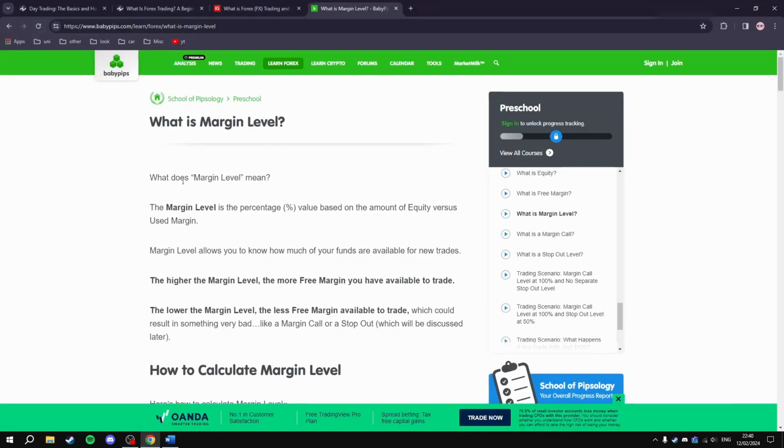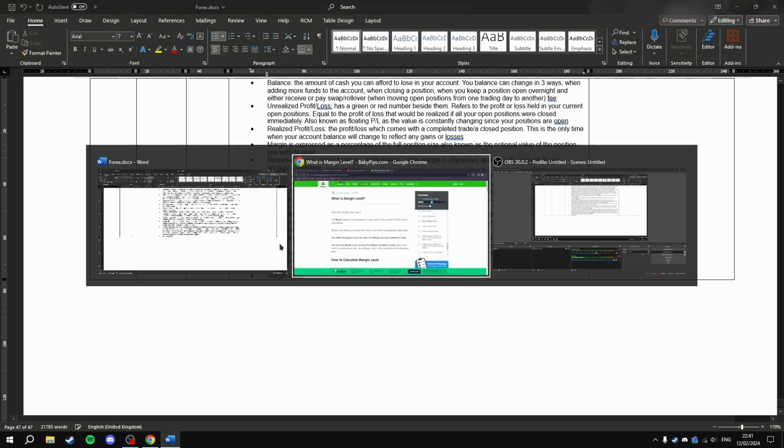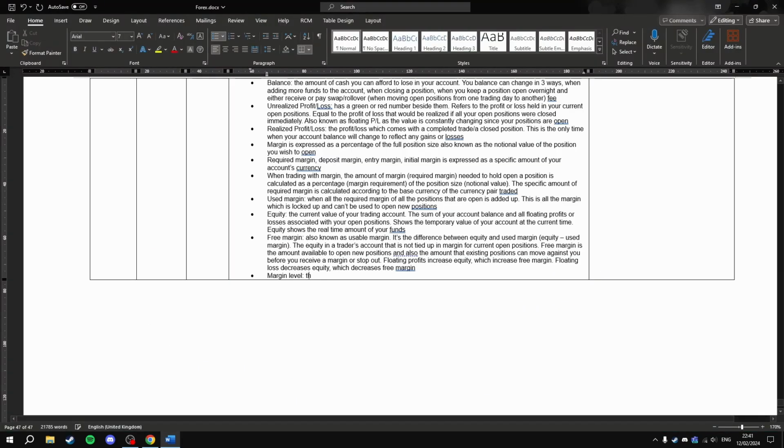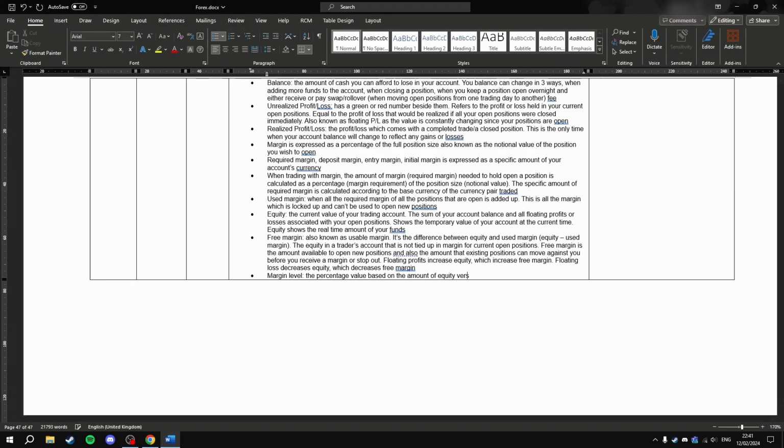What is margin level? What does margin level mean? The margin level is a percentage value based on the amount of equity versus used margin.